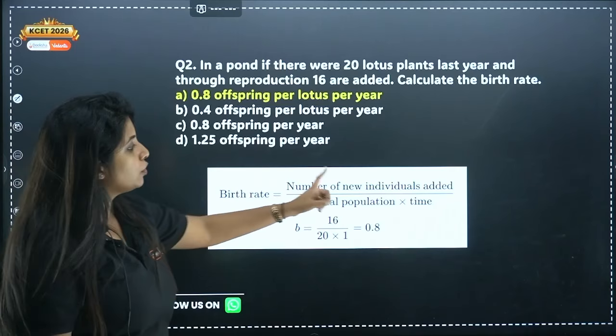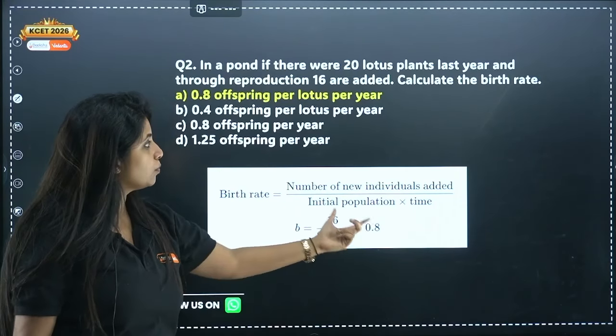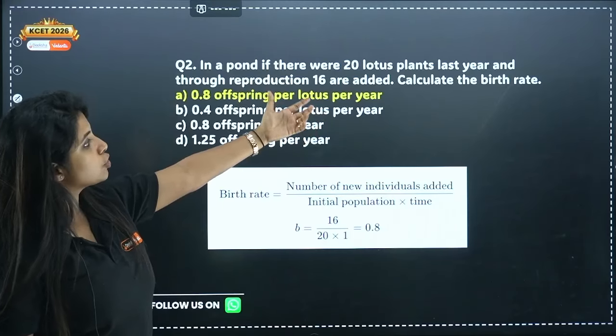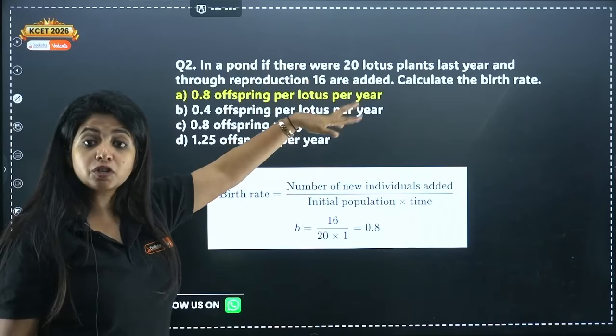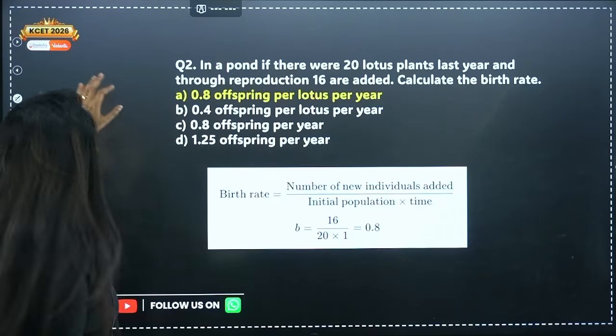Okay, so it is the number of new individuals added divided by the initial population into the time period which was there. So basically, if year is being mentioned, you have to talk about year. If week is being mentioned, you have to say per week. So whatever timeline is given, please go according to that.